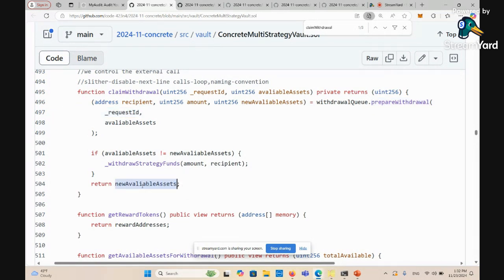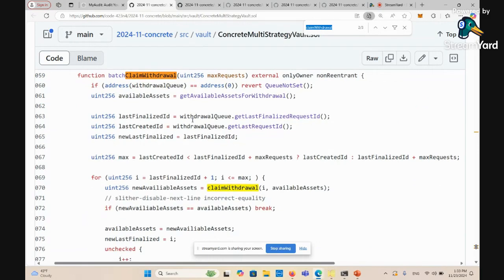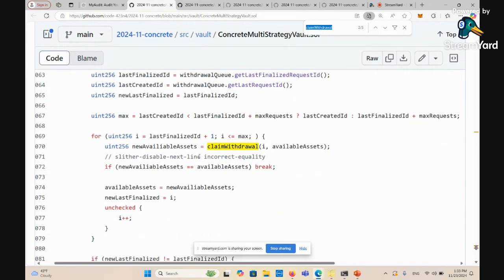So there are two cases. The new available asset could be equal to the older one, or could be smaller than the older one. Okay, so that's how claim withdrawal works. I should not say the function is successful or not. The function is always successful. Is the claim successful or not? If the claim is not successful, the function is still successful, but you just don't claim anything. The request is going to stay in the same status.